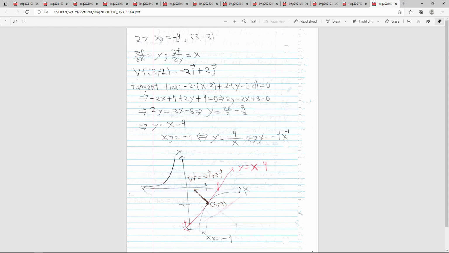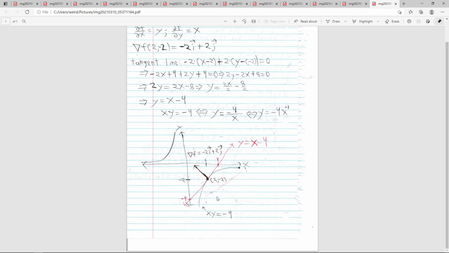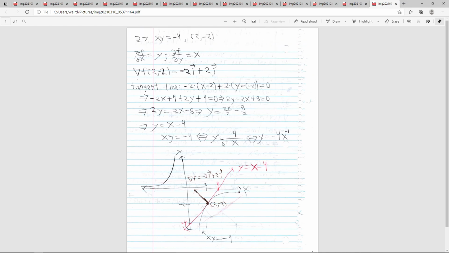xy equals -4. We can redraw that as y equals -4 divided by x, or -4 times x to the negative 1. -4 divided by x implies that it's going to go really high when it gets close to 0 from the negative side, but it'll be really low for a while, until it approaches 0 as it goes toward the positive numbers.